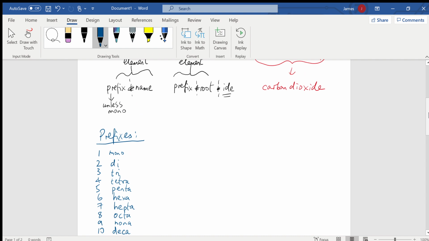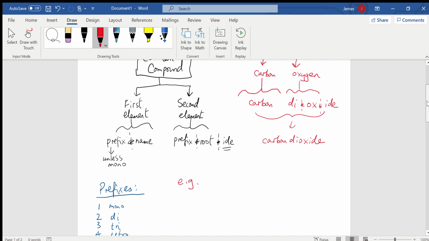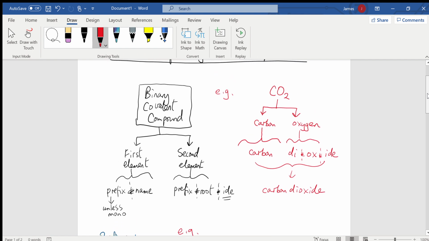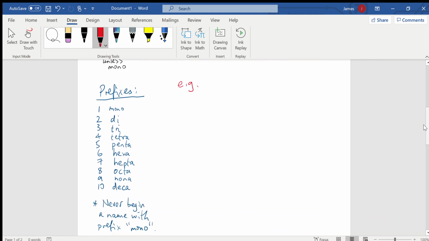Okay, let's pick a second example in which we actually do have to use our prefixes. So we're going to follow the motif in black to give a second example, because CO2 didn't use that initial prefix. So let's pick P2O5. Okay, so that's our binary covalent compound. Our first and second elements. Our first element is phosphorus. Our second element is oxygen.